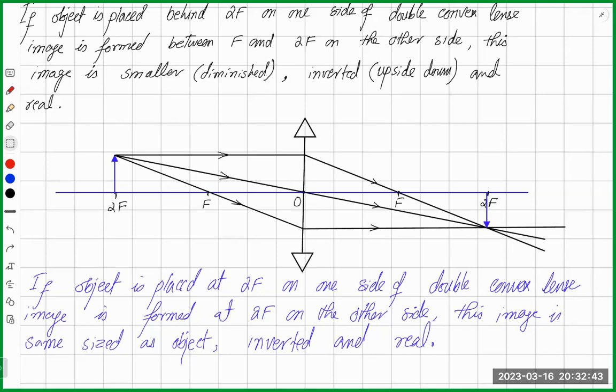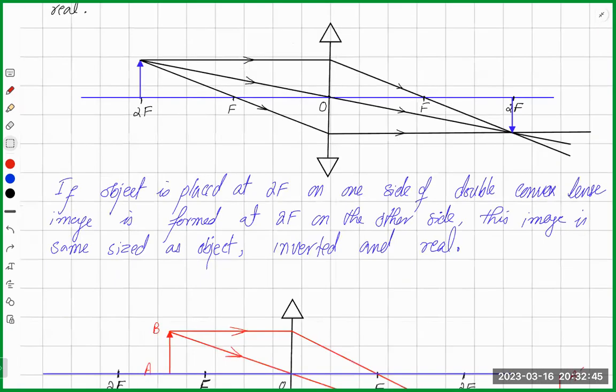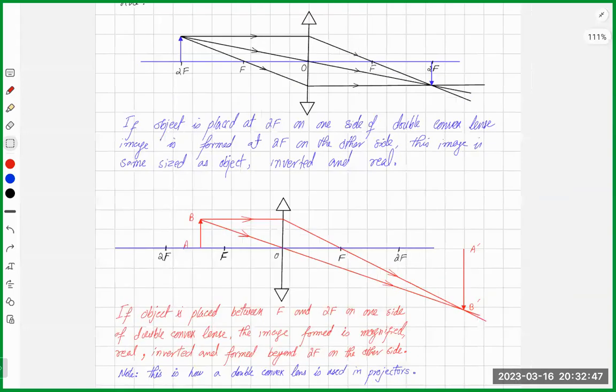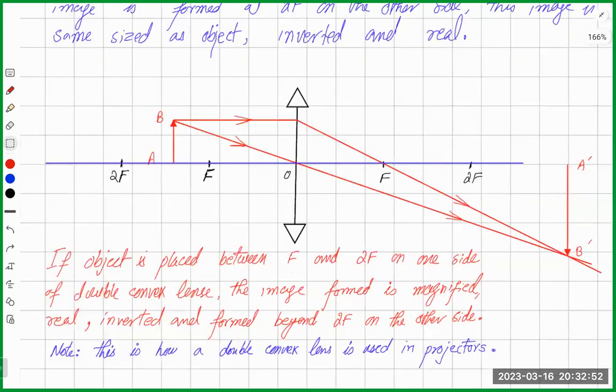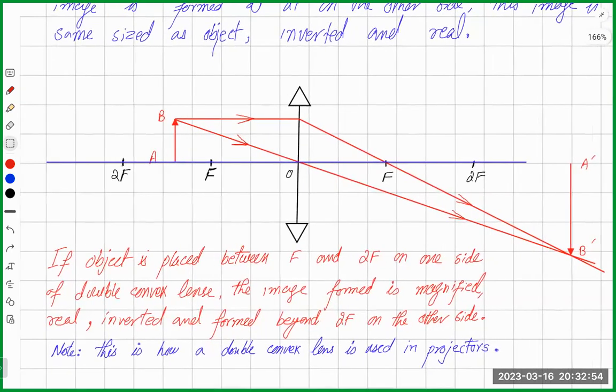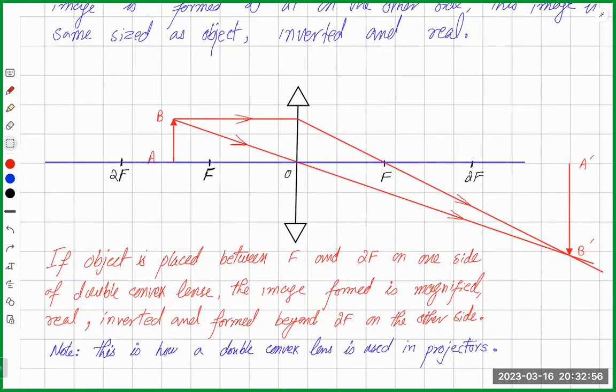Now, if we put an object between F and 2F, remember in the first diagram, we put the object before 2F. Then in the next diagram, we put the object at 2F. Now we're putting it between F and 2F. I hope you can guess what we will do next and then next.